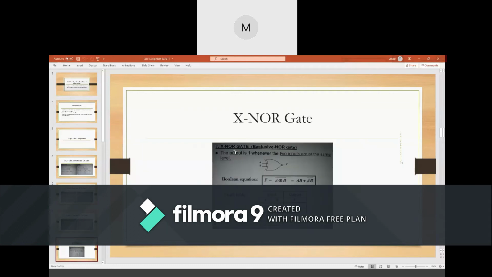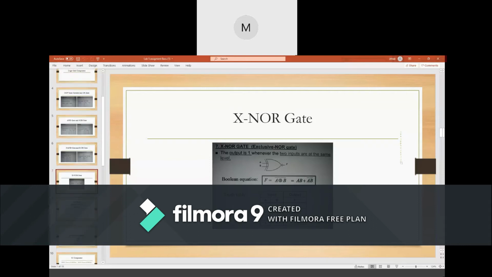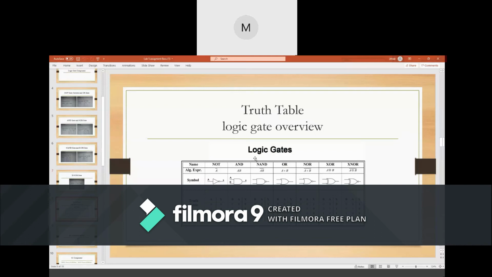Next, 7. The last logic gate, XNOR gate. The output is 1 whenever the two inputs are at the same level. For example, input A is 0 and input B is 0, therefore the output will become 1. But if input A is 0 and input B is 1, the output will become 0. So this is the truth table for the logic gate overview that is given.